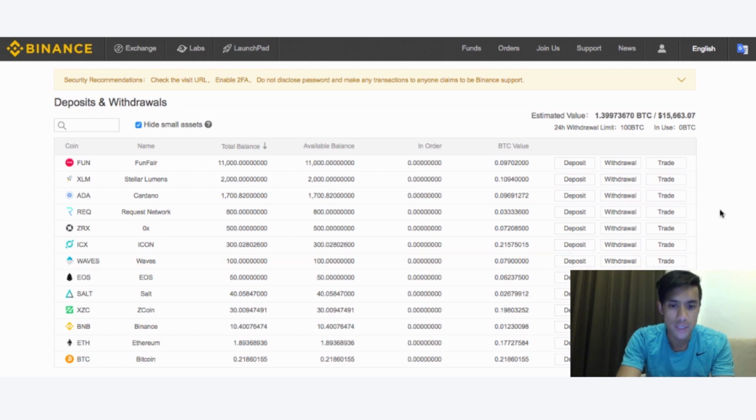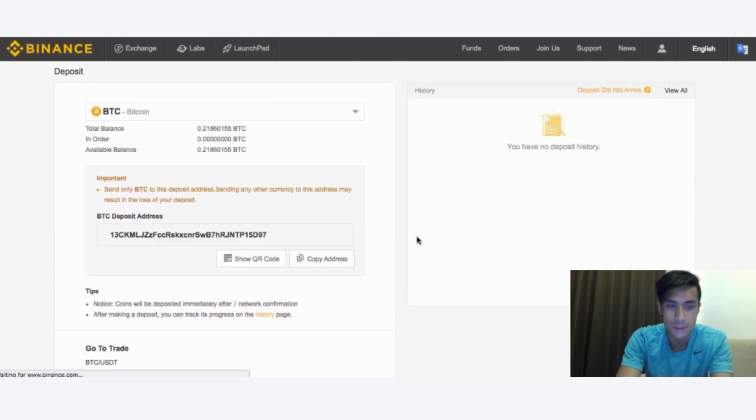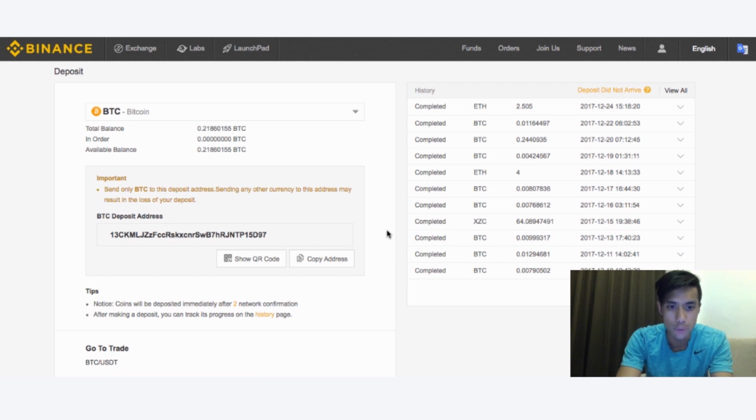Now we want to transfer our Bitcoin over from Coinbase to Binance so we can use it to start purchasing NEO. On the balances page, find Bitcoin and click on Deposit. This will show you your Bitcoin address that you'll be sending your Bitcoin over to. Keep in mind that this address is strictly for Bitcoin transfers only. Sending any other currency aside from Bitcoin, like Litecoin or Ethereum, will result in your funds forever being lost, so be very careful of this.